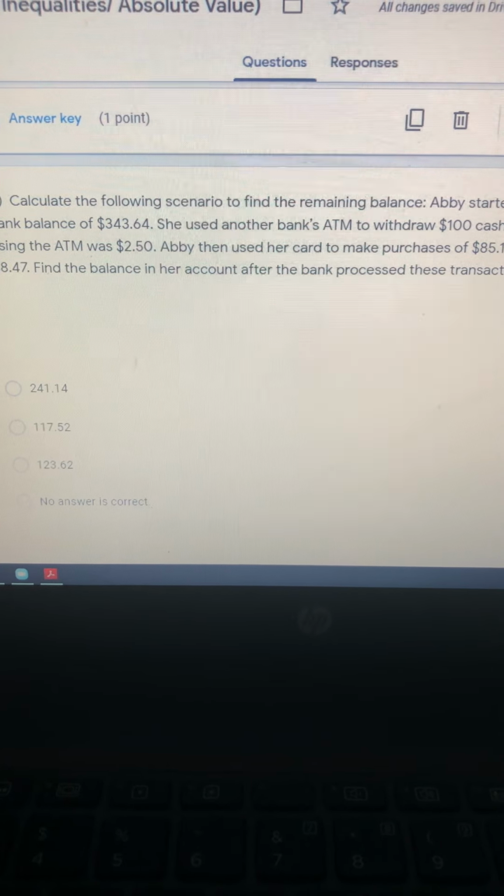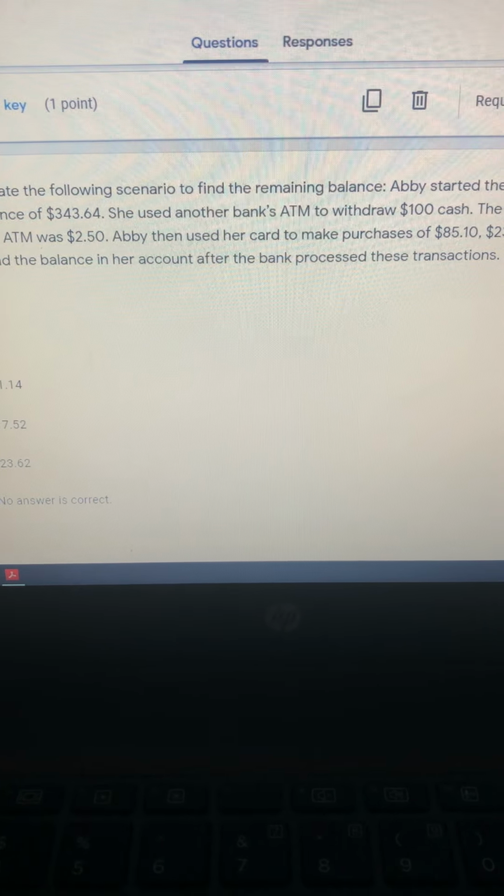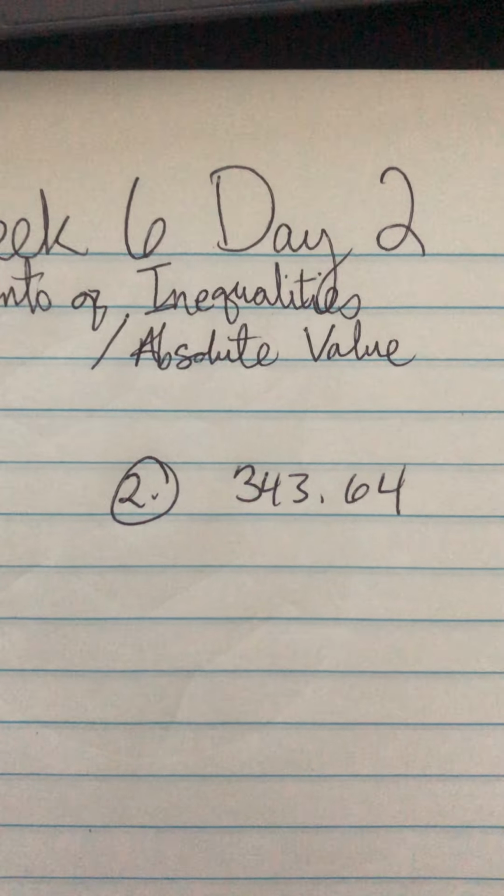Find the balance in her account after the bank processes these transactions. So you have to pay for all of that stuff. It doesn't just not come out of your bank account. When we think about this particular question, we have to do a bunch of different stuff. Looks like a bunch of subtracting. So it says here that she had a balance of $343.64. That was what was in her bank.